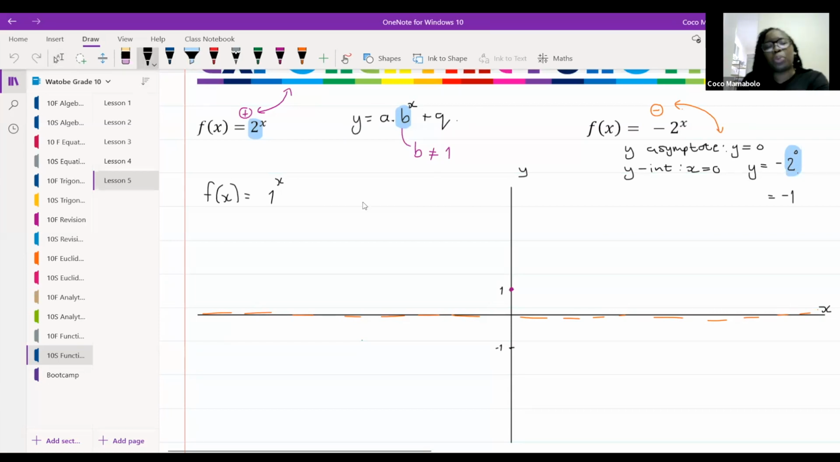If I put 1 to the power of x, 1 squared is 1. 1 to the power of 7 is 1. 1 to the power of -3 is 1. 1 to the power of 1/2 is 1. So I won't get a graph. I'll just get a straight line at 1.